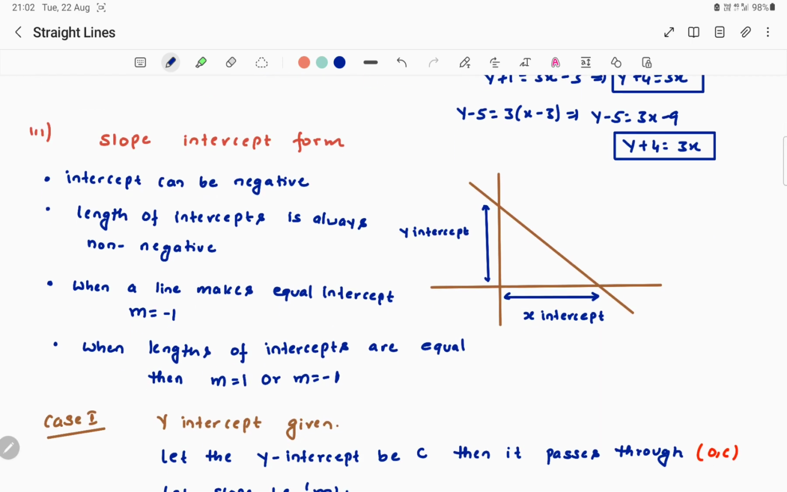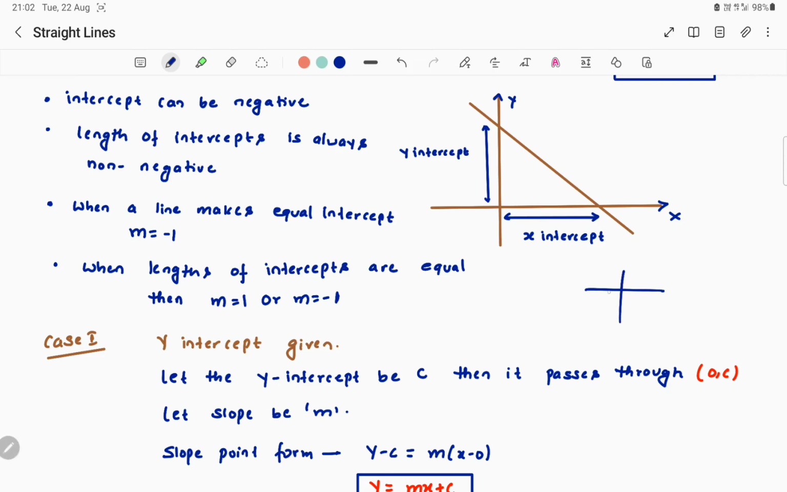The next we have is the slope intercept form. So let's define formally what an intercept is. Suppose you draw a line, and let's say this is your x-axis and this is your y-axis. You can see some part on the x-axis from the origin that the line has intercepted, meaning it has cut some part of the x-axis from the origin. This length is called the x-intercept, and this length is called the y-intercept.